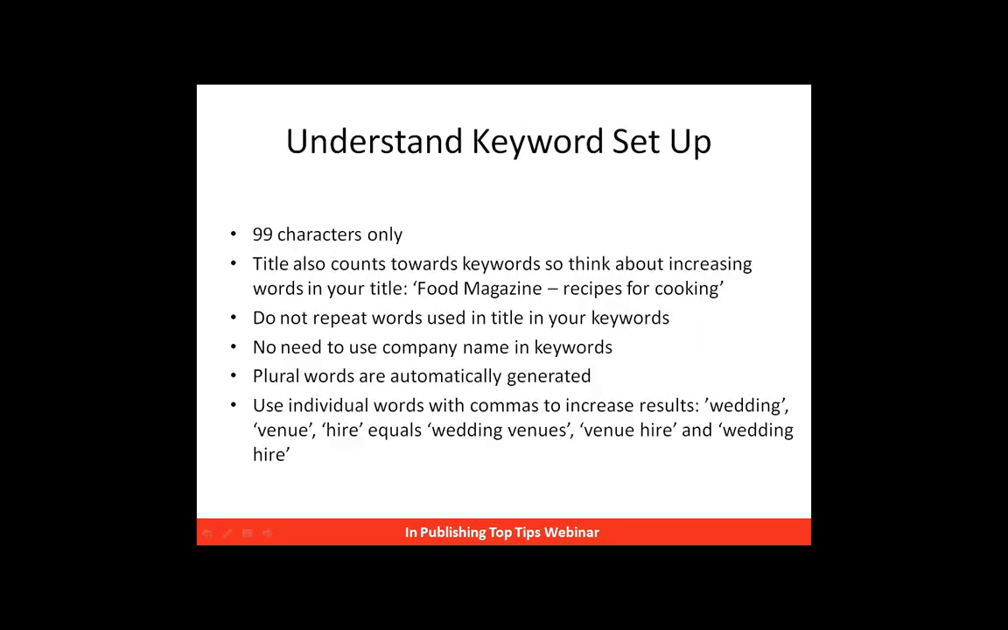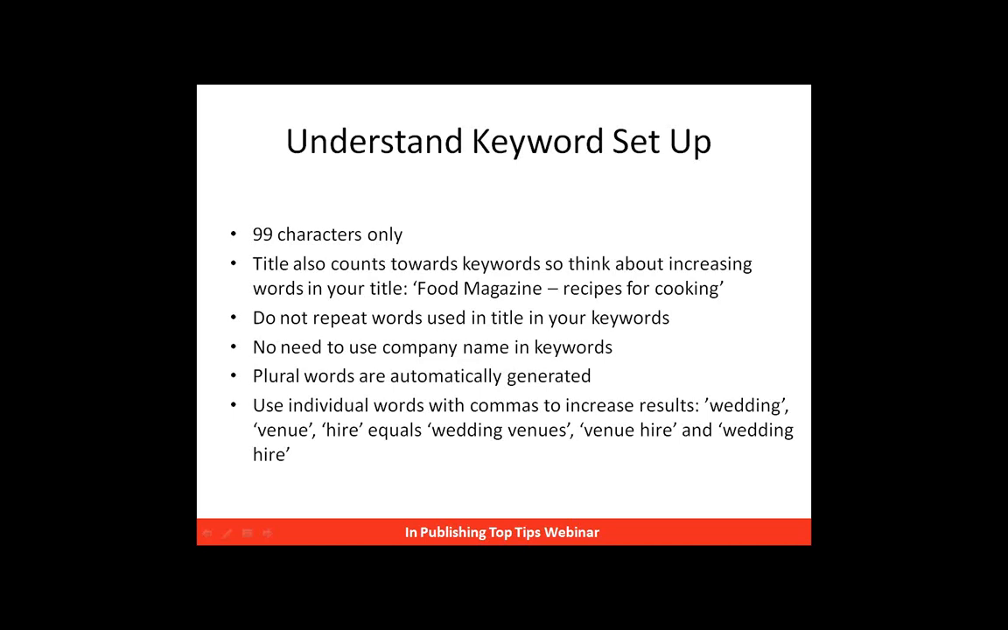Final point on keywords that we're going to talk about is just understanding how they're set up. This has changed since the launch, and if you're not aware of this, you're going to need to go back and change how you're set up in your keywords. You're allowed 99 characters on Apple. I know it's more for Google, and certain things count differently within Google. Apple's actually the most prohibitive, so if you get it right for Apple, you'll do well on the other stores, I'd have thought. Your title also counts towards your keywords.